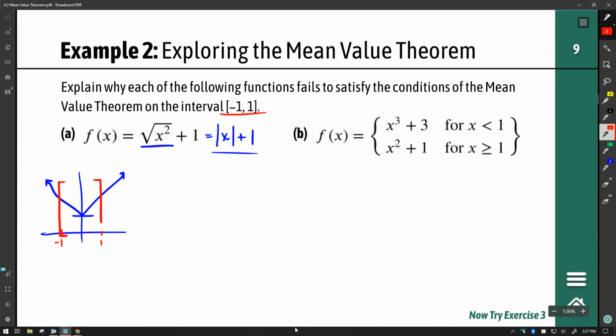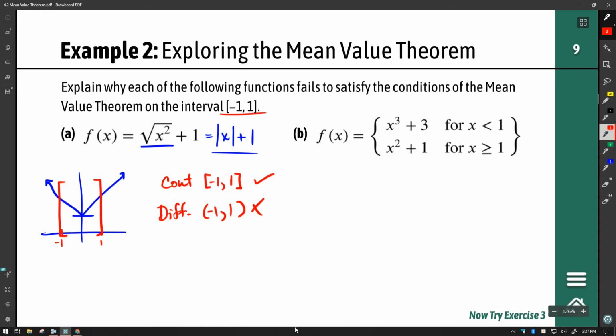So we're looking here. So does the mean value theorem apply? First of all, is the function continuous on the closed interval? And I say yes, it is. There are no jumps, no gaps, no vertical asymptotes, nothing really about the behavior of this function that's in question as far as continuity goes. Next question, is it differentiable on the open interval -1 to 1?